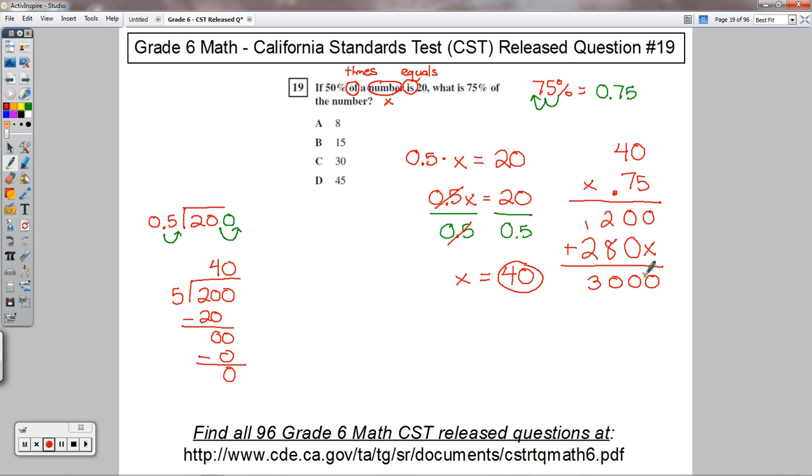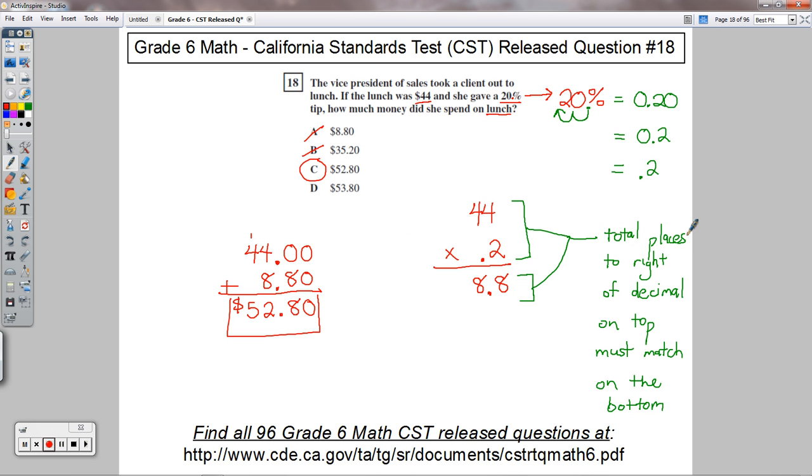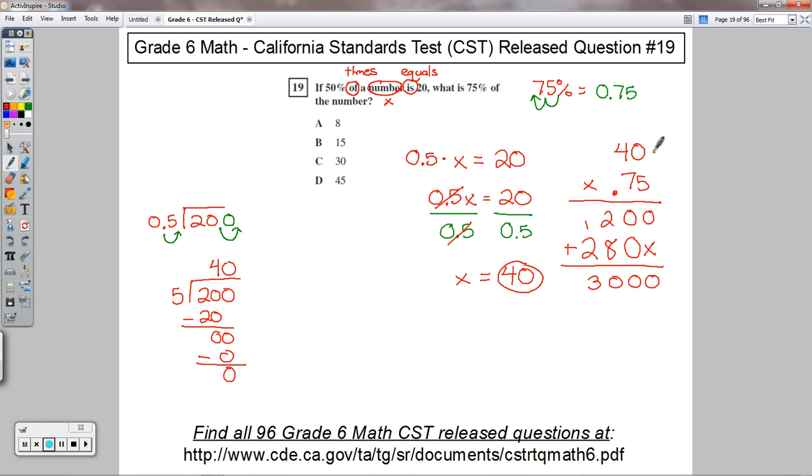Now you might look at this and say 3,000, that's not one of my answer choices. I don't understand what's going on. If I go back quickly to number 18, remember the total places to the right of the decimal on the top. Whatever numbers you're multiplying, up here it was 1 place to the right of the decimal. They have to match on the bottom, the total number of places to the right of the decimal. So there's 1 total place up here, there's 1 total place down there. On this one, there's 2 total places to the right of the decimal, this 7 and this 5. So I have to have that matching down here. There's got to be 2 total places to the right of the decimal.